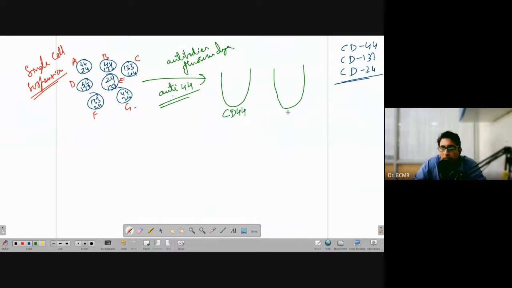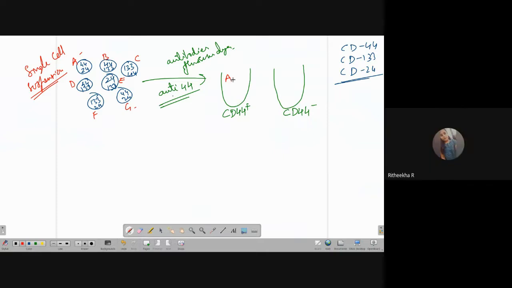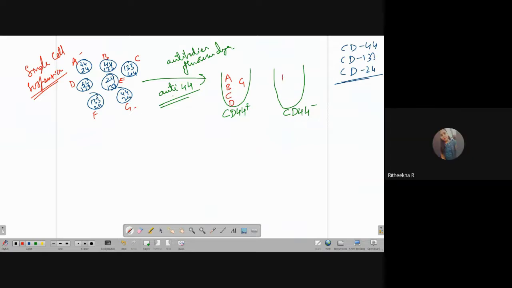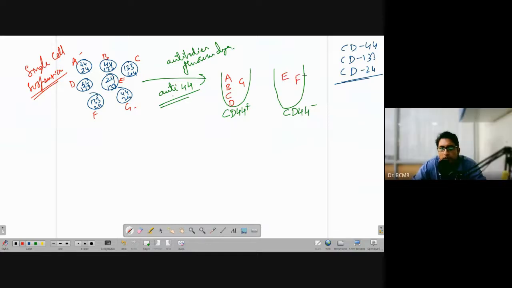So which cells will come into CD44 plus? That means they have CD44 expression. CD44 minus. Can you help me with which cells will come in here? Just the numbers, look at them. So A will come. Yes. Anybody else, please help me out. So B, C, D, and G. That's right. Which will go into CD44 minus? E and F, sir. Yes. E and F. Okay. So we have first separated them based on CD44 only.